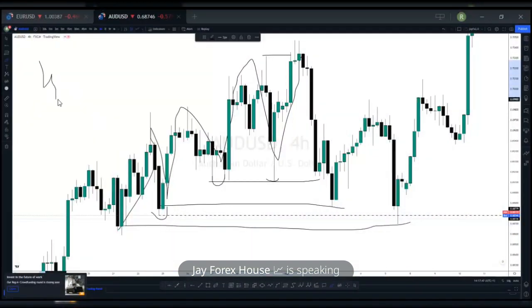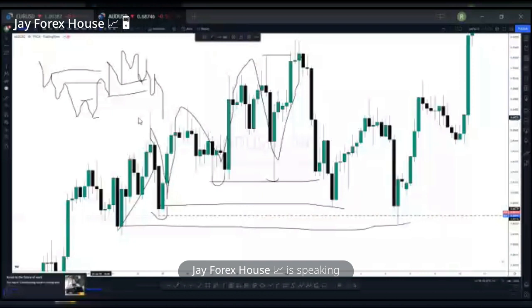Structure moves like this. Okay, and once this is broken, this becomes liquidity, and price will do this. Take out this, return, take out this, return, and keep doing the same thing. And once this is broken, all this becomes liquidity. Okay, it will take this out, retrace, take this out, retrace, and then keep doing the same thing till it goes back up.